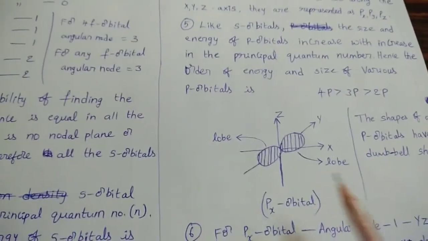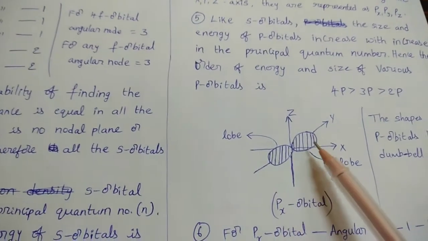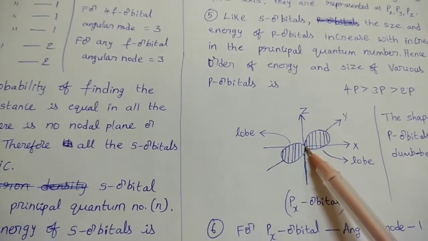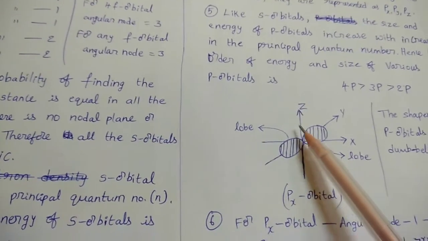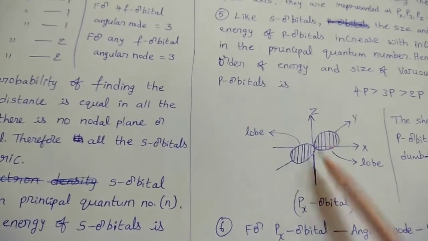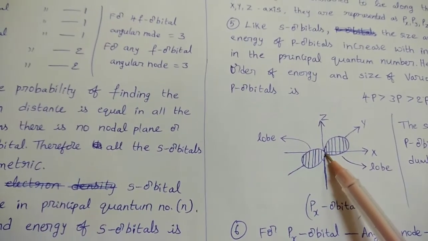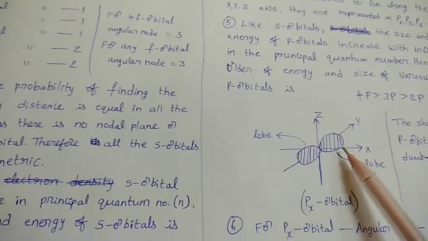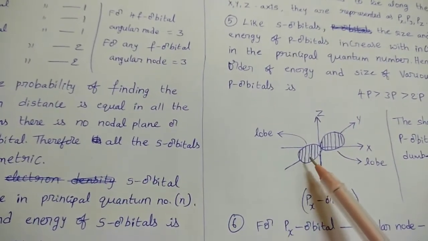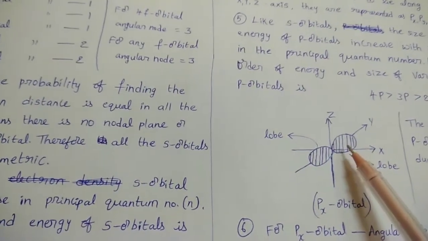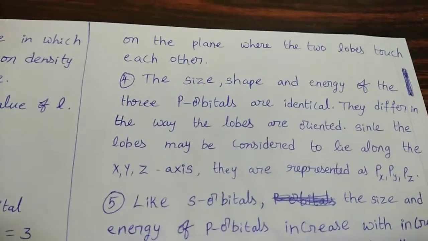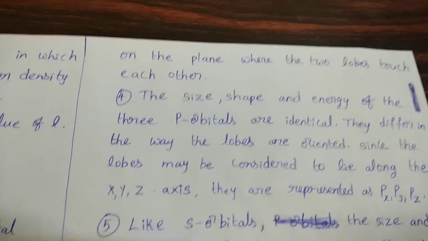See the diagram, you can understand easily. This is one lobe, another lobe. These two are touching at this point. This point indicates the nucleus. A plane passing through this nucleus has no electron density. On either side of the plane, two lobes are there. This lobe represents electron density. This one also represents electron density. Next, the size, shape and energy of the three p orbitals are identical.